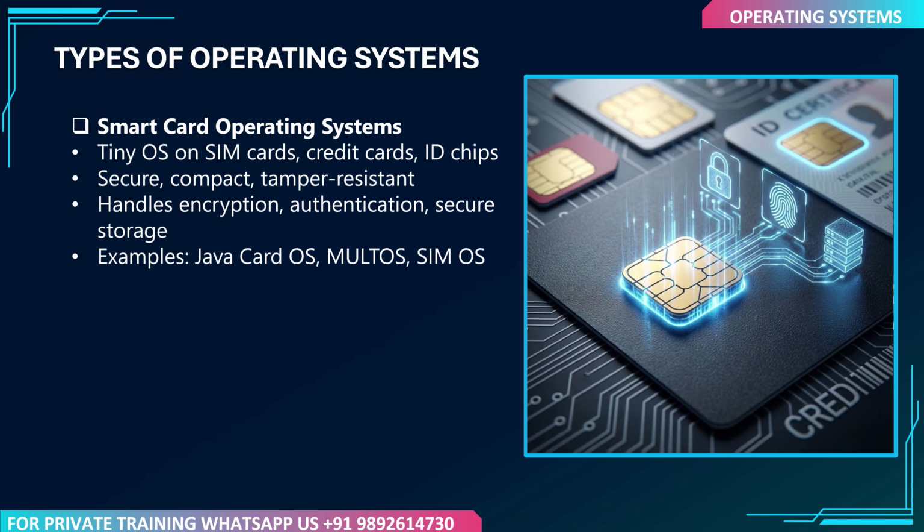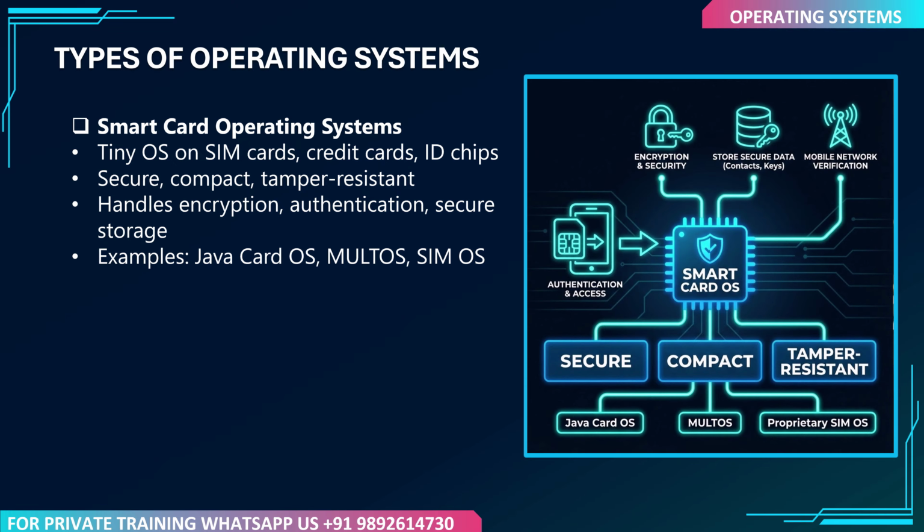Finally, we have smart card operating systems. These are tiny OS versions designed for smart cards, those small chips you see on credit cards, SIM cards, or ID cards. Even though they're very small, these chips perform important security functions: storing data, encrypting information, and authenticating users. A smart card OS must be secure, compact, and tamper-resistant. Examples include Java Card OS, MULTOS, and proprietary SIM OS.